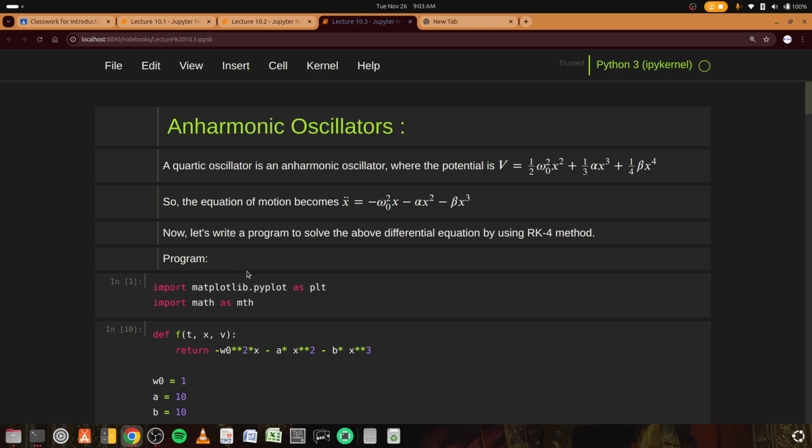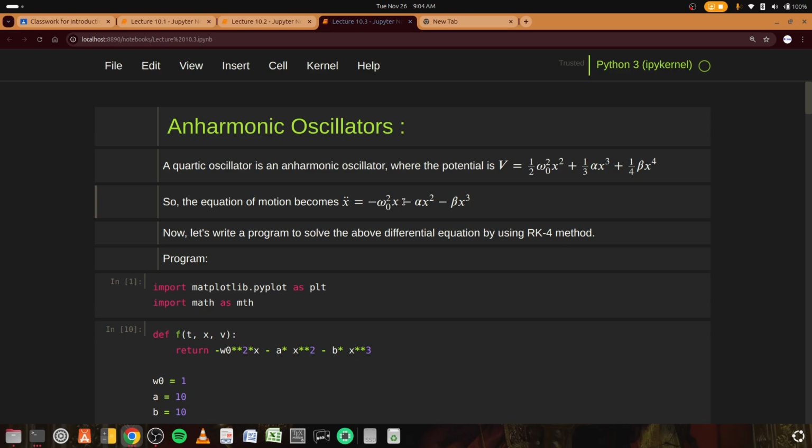So let's discuss the RK4 method, and here we are trying to solve this differential equation. This is for anharmonic type oscillators. You may see that if you consider only terms like minus omega square x, that will be your familiar linear differential equation for simple harmonic motion.